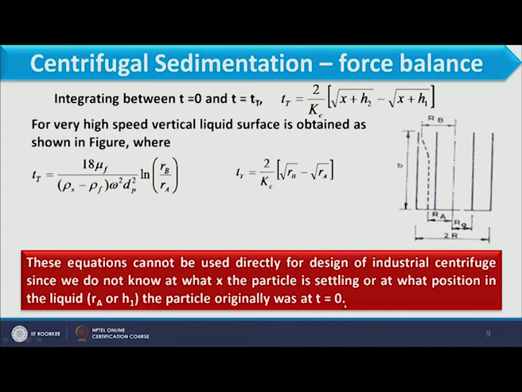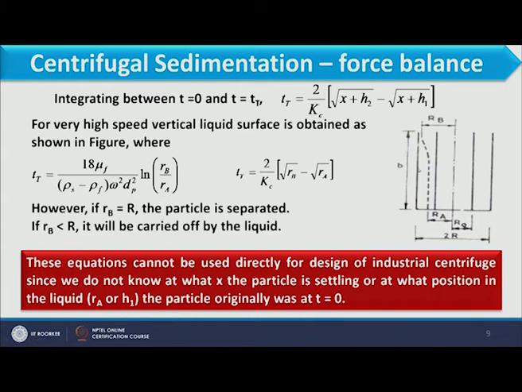The particle originally was at t equal to 0. Now, if Rb in this particular equation is equal to capital R, the particle is separated. So when Rb is equal to R, that is, it should be at the wall, we consider the particle to be separated. However, when Rb is lesser than R, it will be carried with the liquid. So these are the residence time expressions.